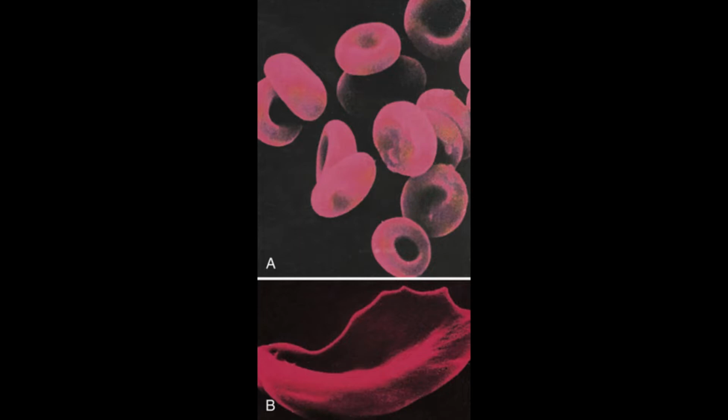All right? These misshapen cells have shorter lifespans. They live about 20 days instead of 120, and they obstruct small blood vessels. Their shape is so much wider and flatter and oddly shaped that it can block off all of the small vessels.